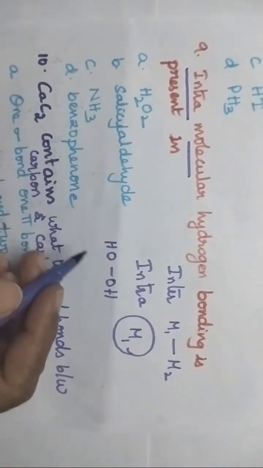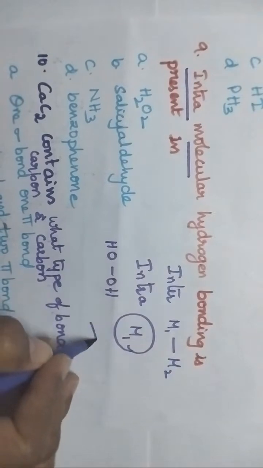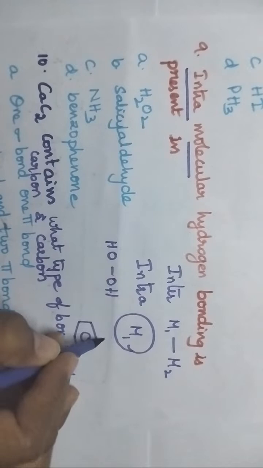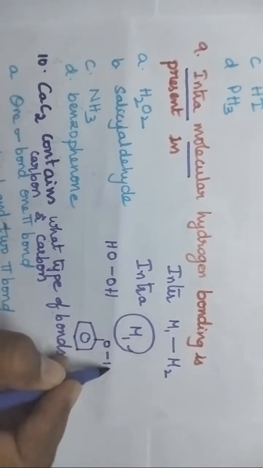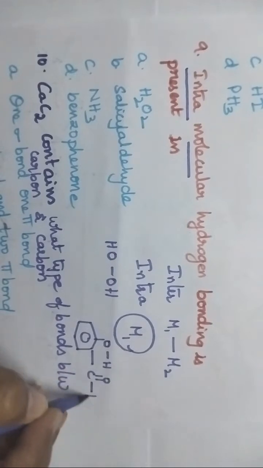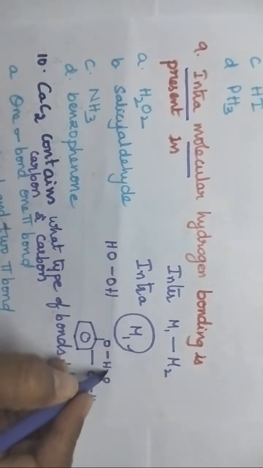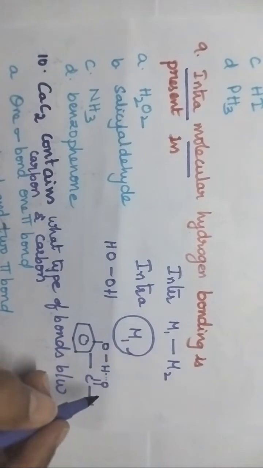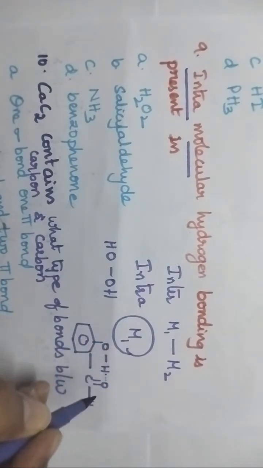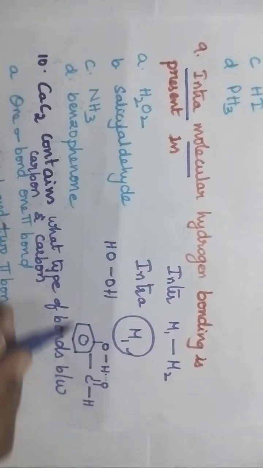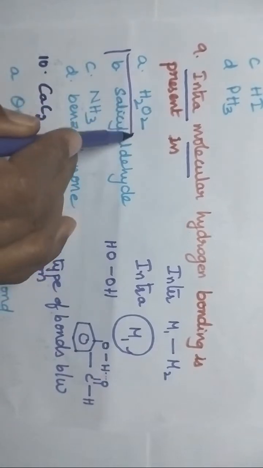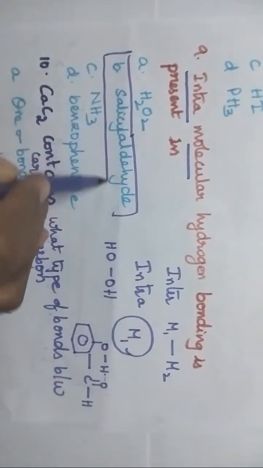So, coming to the structure of salicylaldehyde, here on the benzene ring, OH group is present and also C double bond O H group is present. So, in between oxygen and hydrogen of the same molecule, there exists a hydrogen bonding. So, option B, salicylaldehyde is the right answer. Clear?